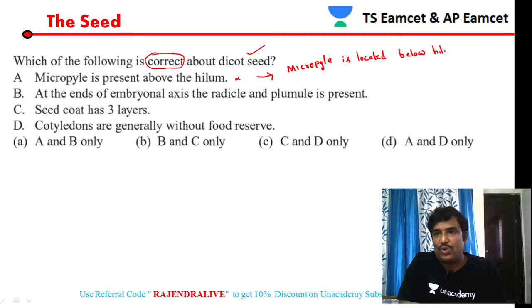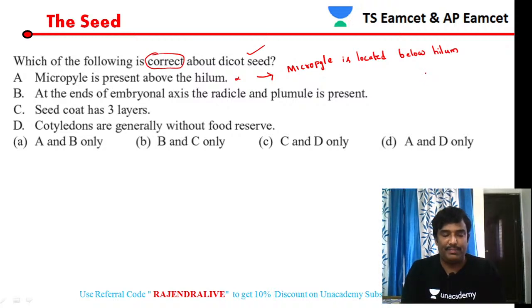So micropyle is located below hilum. That is a right statement. Next, at the ends of embryonal axis, radicle and plumule are present. So at the ends of the embryonal axis, radicle and plumule are present.